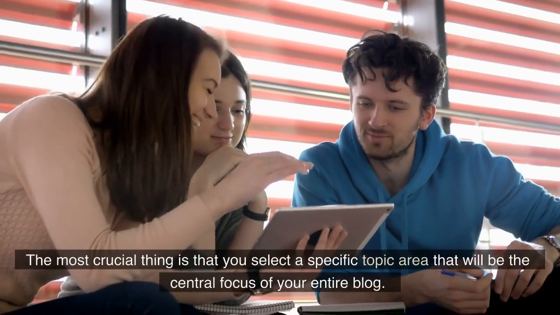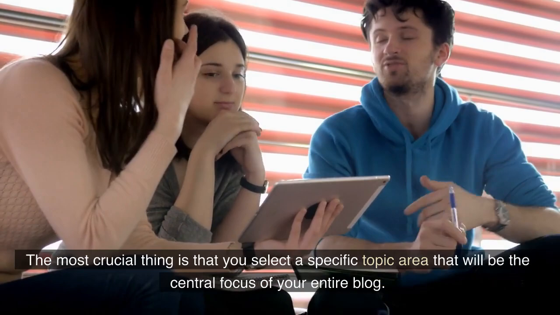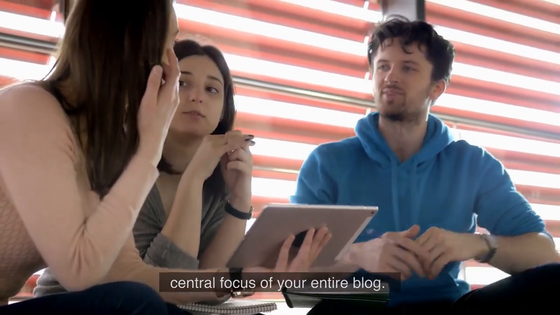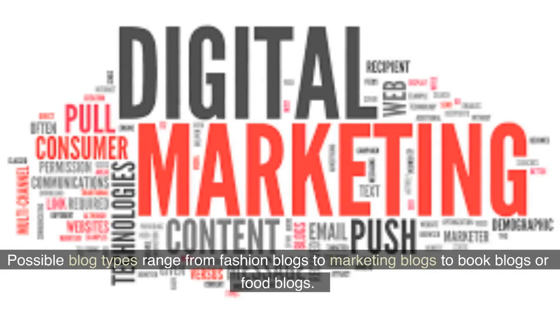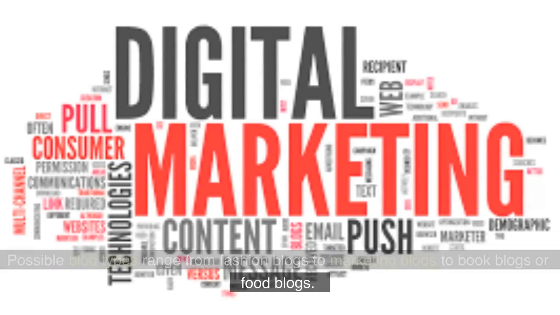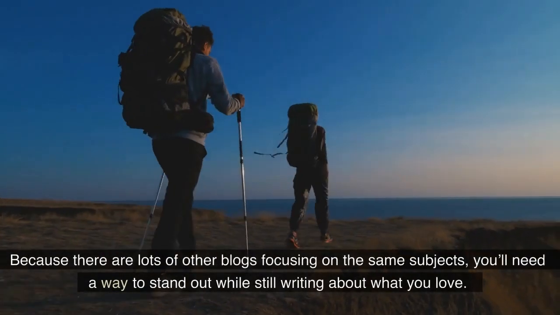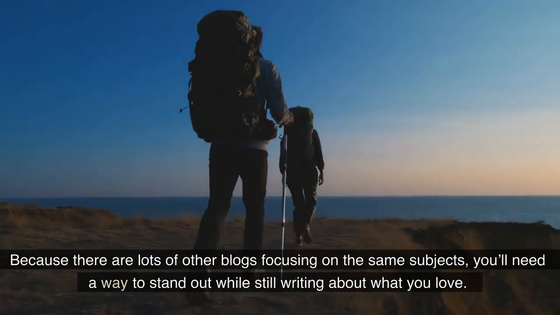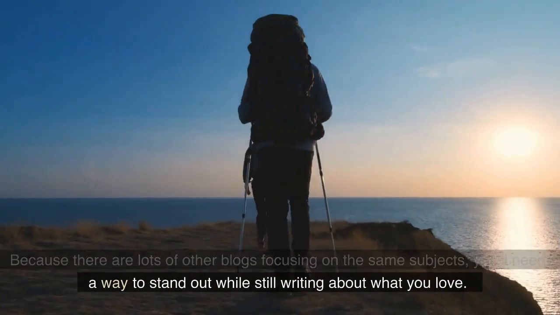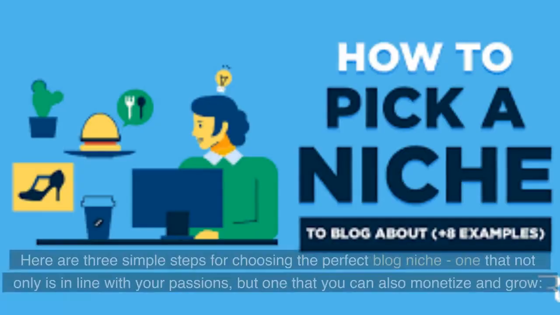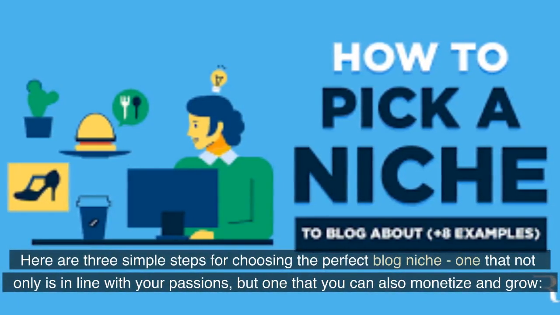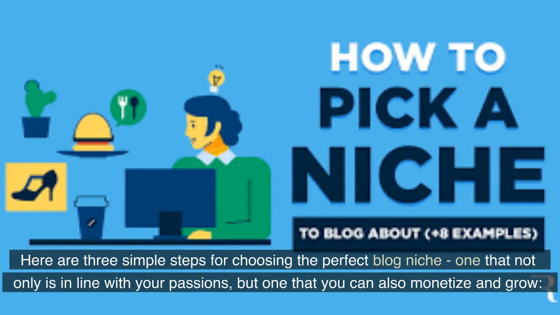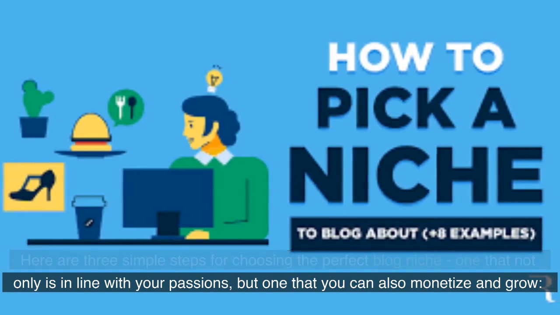The most crucial thing is that you select a specific topic area that will be the central focus of your entire blog. Possible blog types range from fashion blogs to marketing blogs to book blogs or food blogs. Because there are lots of other blogs focusing on the same subjects, you'll need a way to stand out while still writing about what you love. Here are 3 simple steps for choosing the perfect blog niche. One that not only is in line with your passions, but one that you can also monetize and grow.